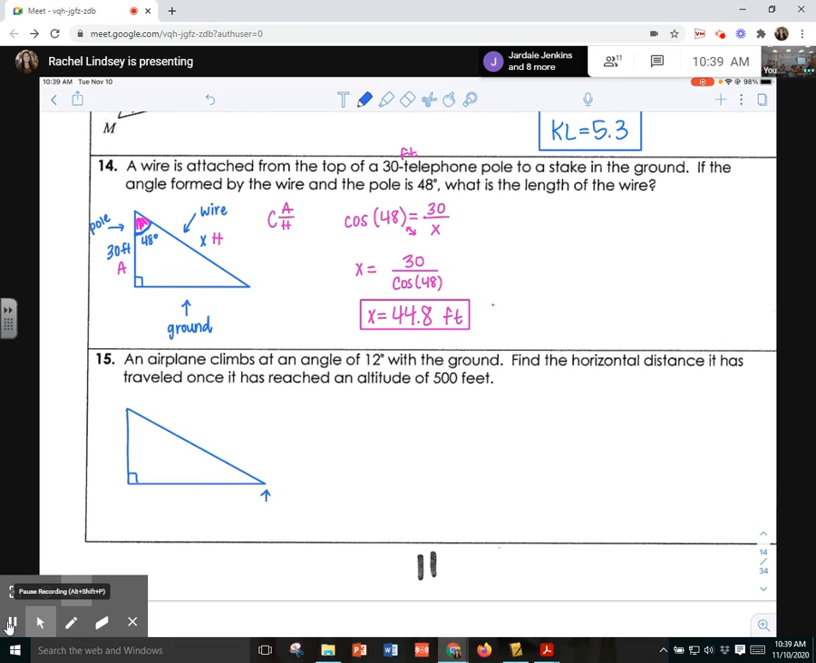So the horizontal, yeah, it wants to know the horizontal distance that it takes to get to a vertical height of 500 feet. That's what altitude is, vertical height. So the hypotenuse is the travel of the plane. This would be your horizontal distance, the ground. And then this would be your altitude of 500.